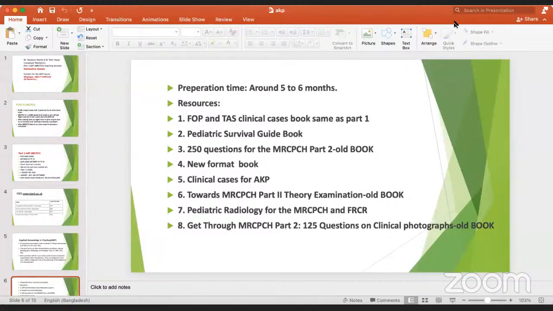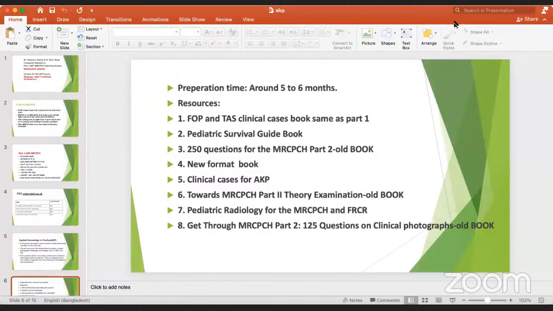Paediatric Survival Guide is an excellent book. It describes the pathophysiology and investigation of the disease. But I suggest you should not read the management portion because this is a very old book. Many management approaches are changing every day, because medical fields change every day. So nowadays, we don't suggest you read management from old books.